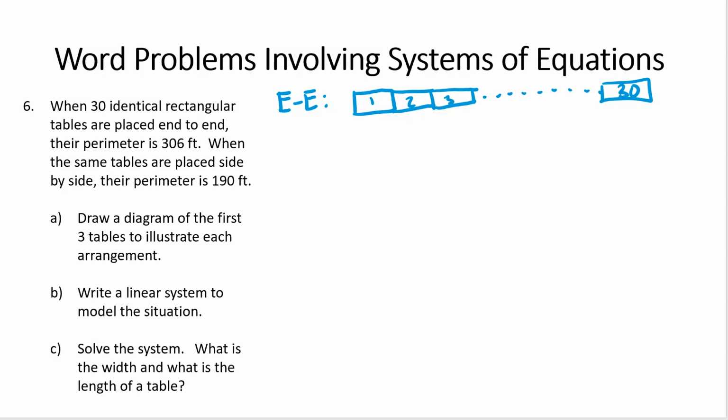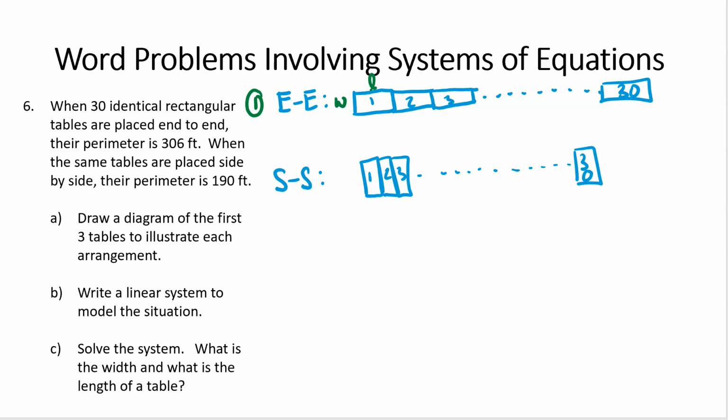When those same tables are placed side by side, their perimeter is 190 feet. So what does side by side look like? Side by side would look like this. So that's table 1, 2, 3, and that'll go on and on till you reach table number 30. Now, let's label the length and the width on these tables. Here's the width, and here's the length, right? And the end-to-end arrangement is going to describe my equation number 1.